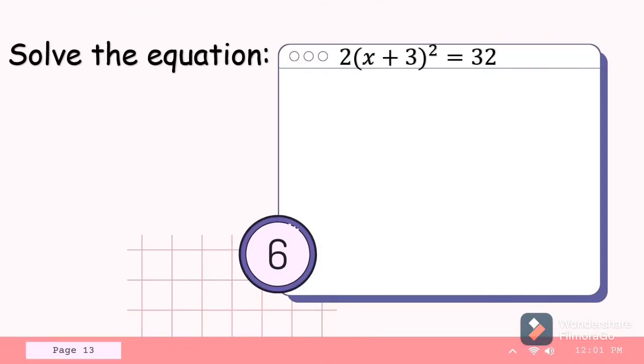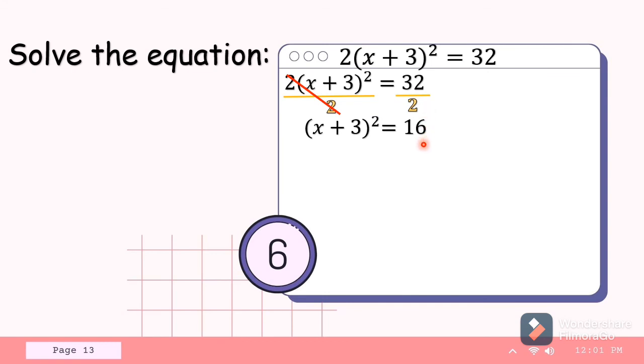Next, 2 times x plus 3 squared is equal to 32. Since may kasama pa itong naka-squared natin, which is 2 na nasa labas ng parenthesis, we need to eliminate 2 by dividing both sides by 2. So, para maging 1 na to, kasi 2 divided by 2 is equal to 1. So, ang matitira dito is x plus 3 squared. Dito naman, 32 divided by 2, ang kalalabasan ay 16.